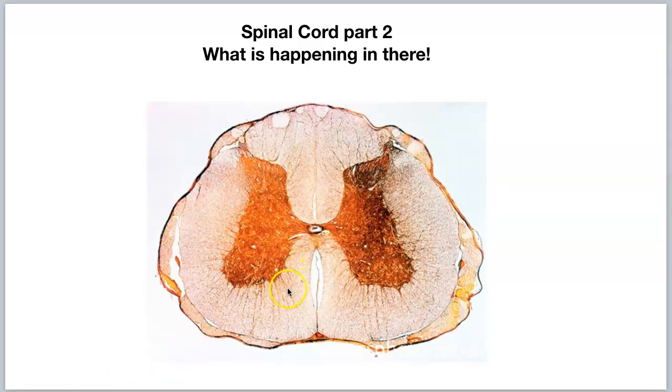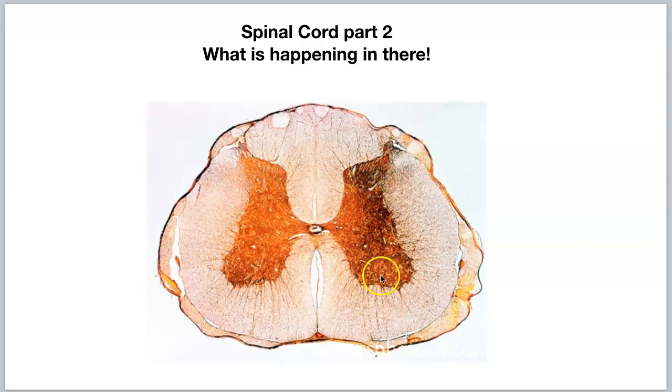So we said that this was the white matter of the spinal cord. What is white matter? White matter is a collection of myelinated axons within the CNS. Lots of myelinated axons in this white matter. Why is it white? Because myelin gives it a white color. That myelin sheath gives it a white color.